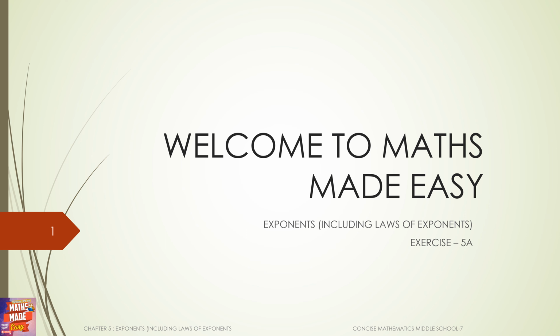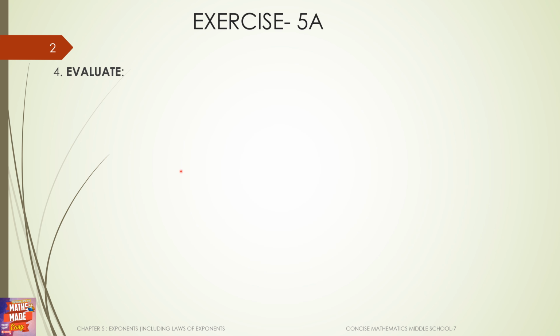Let's continue with exponents, exercise 5a, part 4. Here is our fourth question. Evaluate (2/3)^3 × (3/4)^2. Here they have given it in an exponential form. This is called exponential form.